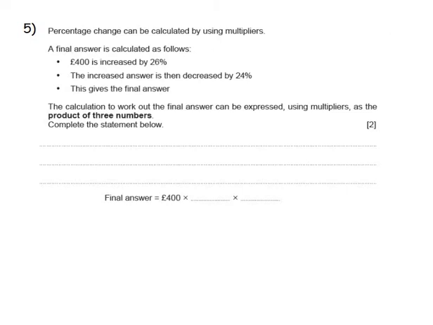Question 5 then. So you can see this question has been taken from a GCSE past paper. So it says percentage change can be calculated by using multipliers. A final answer is calculated as follows. So £400 is increased by 26%. So there's your first part. The increased answer is then decreased by 24%. This gives the final answer. The calculation to work out the final answer can be expressed using multipliers as the product of three numbers.